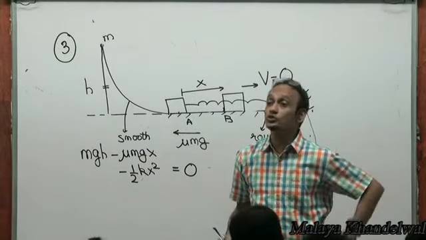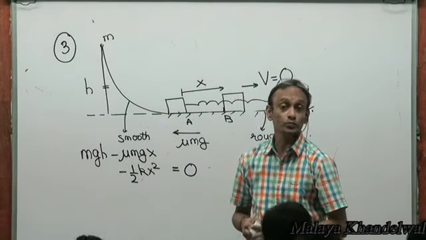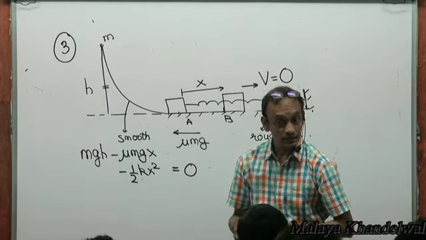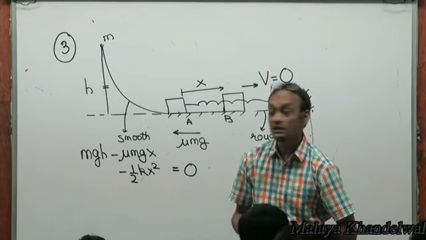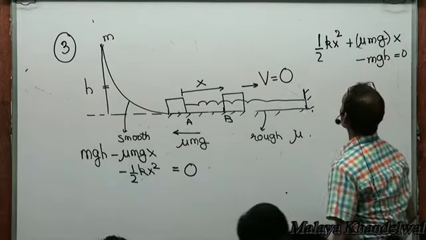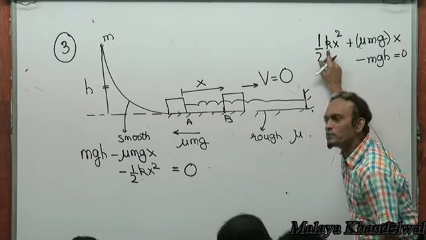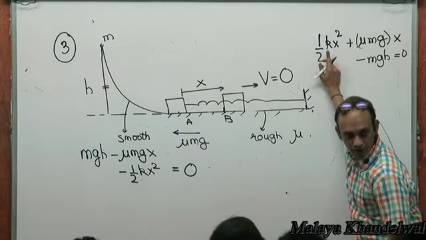When you solve for this quadratic in x, you would get two values of x, a positive x and a negative x. But you're going to take the positive x. Why do I say you'll get two values of opposite signs? Because this equation is like half kx squared plus mu mgx minus mgh equal to 0. Do you realize the product of the roots is c by a, which is negative? So one root must be positive, the other root must be negative when you solve this quadratic, right?